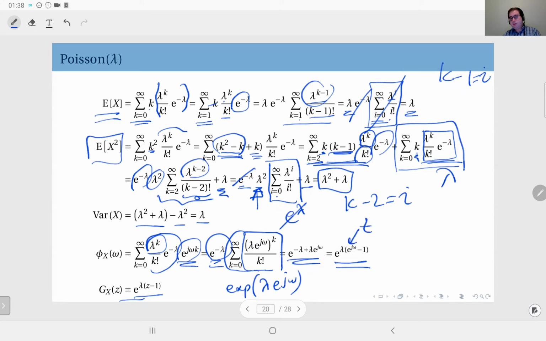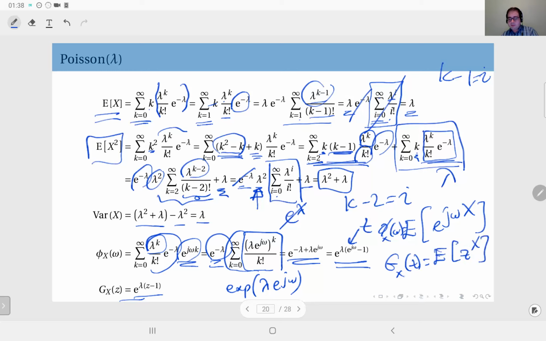But this is not general, okay? Be aware of this. This is because the characteristic function is the expected value of e to the power j omega x, and the generating function is the expected value of z to the power x.